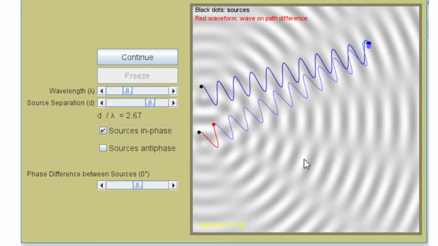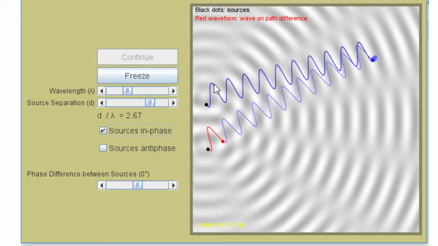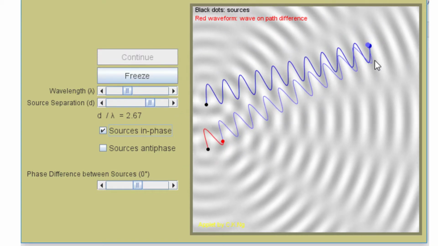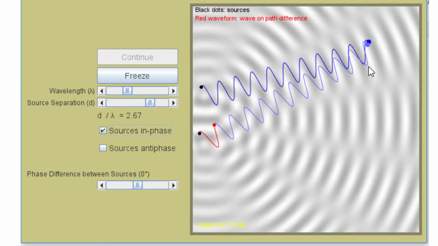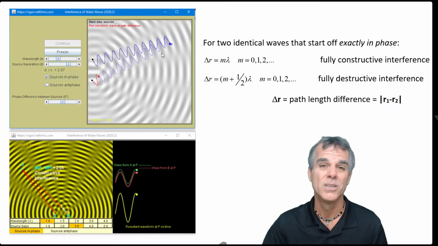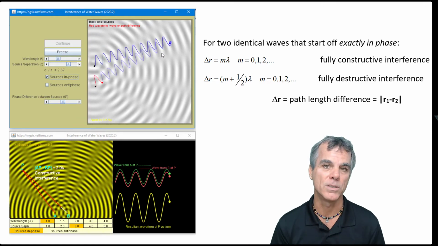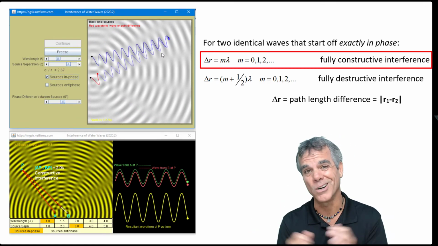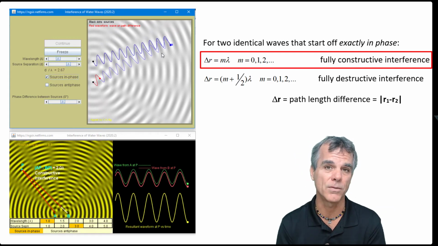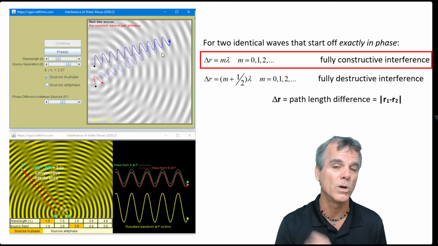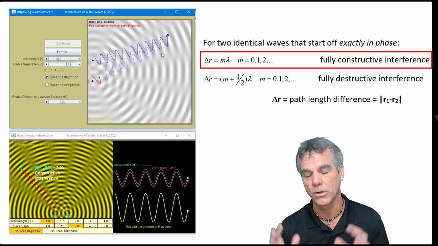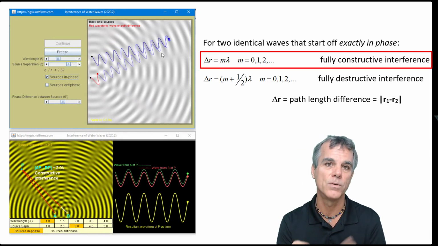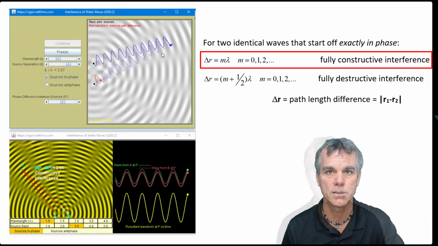And again, they started off in phase, and they're arriving at a point P still in phase to produce fully constructive interference. So anytime the path length difference is an integer number of wavelengths, so if delta R, which is what we use for the path length difference, is 0, or 1 wavelength, or 2 wavelengths, or 3 wavelengths, I end up with fully constructive interference.